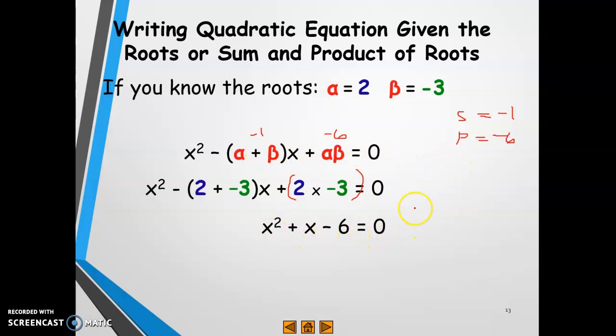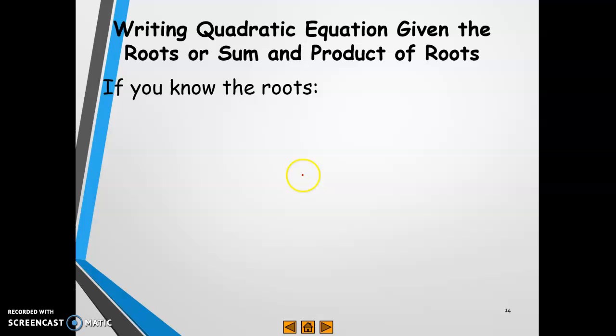So that's it. That's how you place the values to get the quadratic equation given its roots or its sum and product. You can use the first option earlier given the roots, or if you are given the sum and product, you can use this method. Okay, now let's proceed to another example.